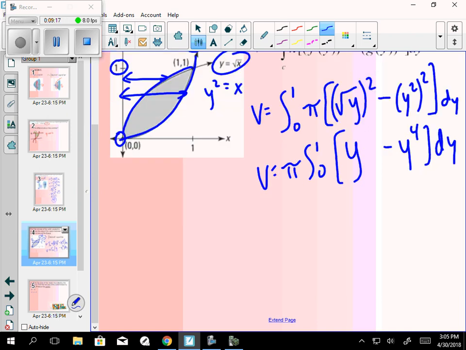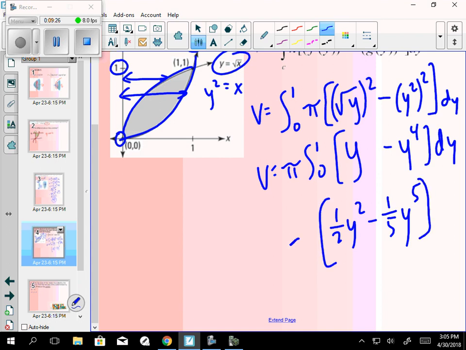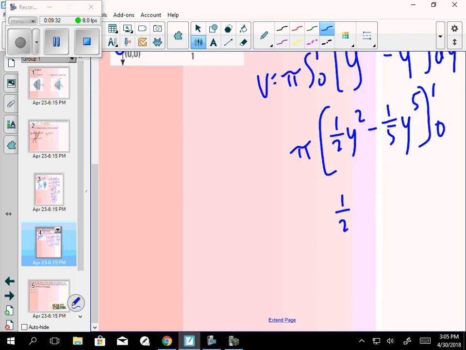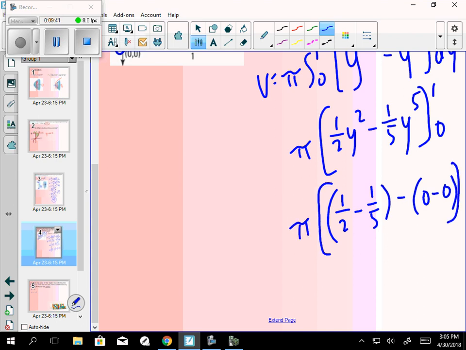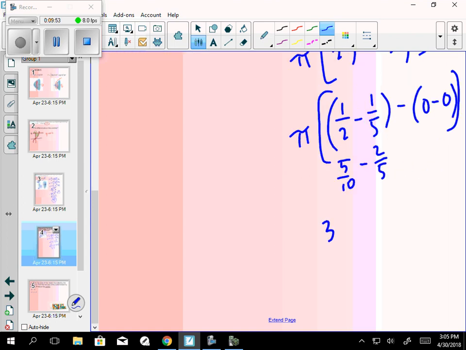So let's find antiderivatives here. That'd be 1/2 y squared. This would be 1/5 y to the 5th. We still got to pull along our pi here from 1 to 0. If we put in 1, we're going to get 1/2 minus 1/5. If we put in 0, it's just going to be 0. All that times pi. And so 1/2 minus 1/5, we could get a common denominator there of 10. And it looks like we get 3 pi over 10. So 3 pi over 10 would be the volume.